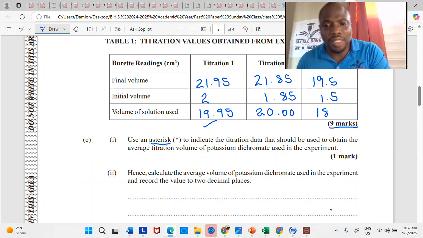It says to indicate the titration data that should be used to obtain the average titration volume of potassium dichromate used in the experiment. Now, the thing about it, they say that there should be a 0.1 difference. So when you look at the titration results, they should be within a 0.1 difference. Now with these, I should ask you, which would I use?